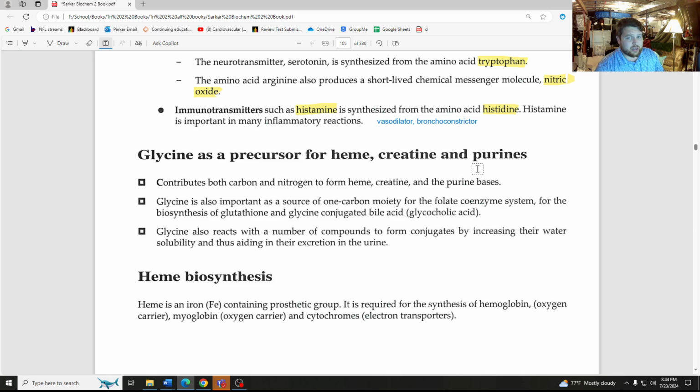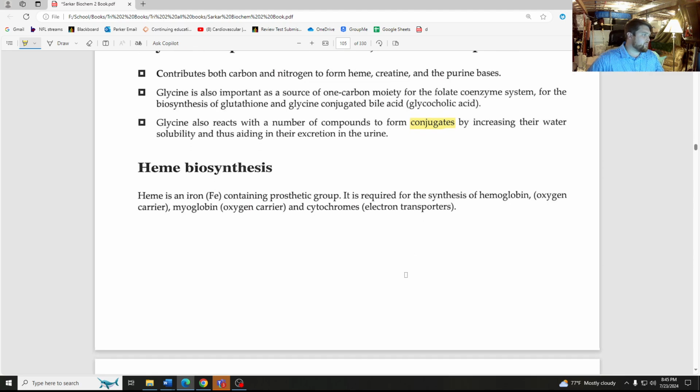And we talked about that a little bit before when we talked about the liver and the bile salts, all that kind of stuff. So glycine also reacts with a number of compounds to form conjugates by increasing their water solubility and thus aiding in their excretion in the urine. So conjugates, we'll talk about that a little bit later when we talk about bilirubin and stuff.